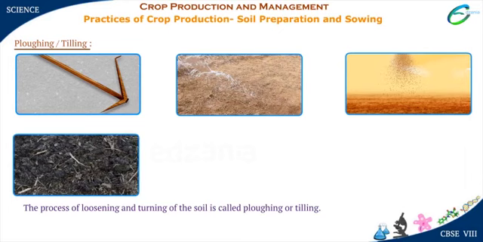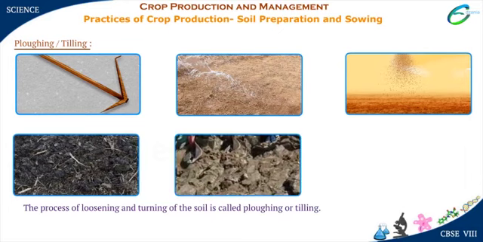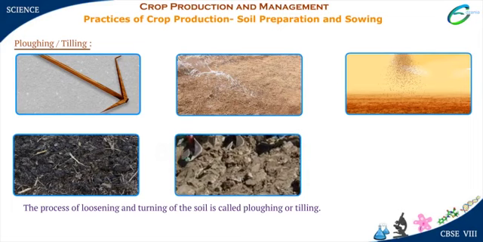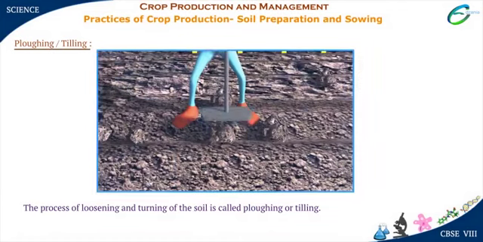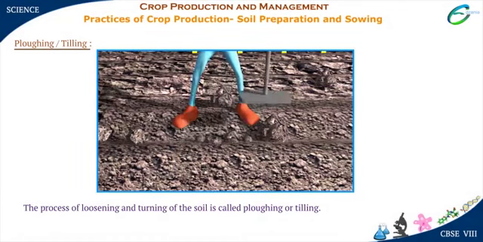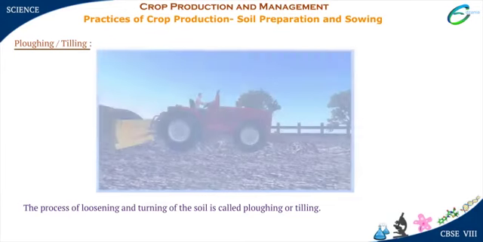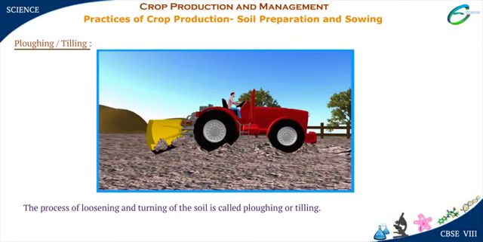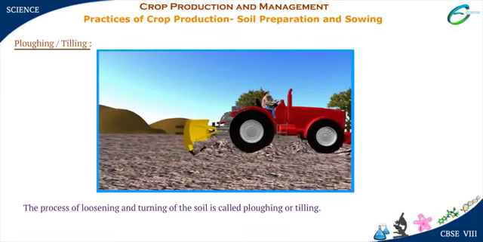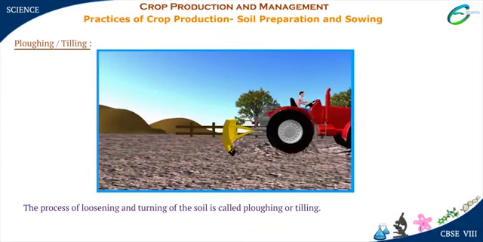The plowed field may have big pieces of soil called crumbs. It is necessary to break these crumbs with a plank so that the field is leveled for sowing as well as for irrigation purposes. A leveler is used for leveling the field.